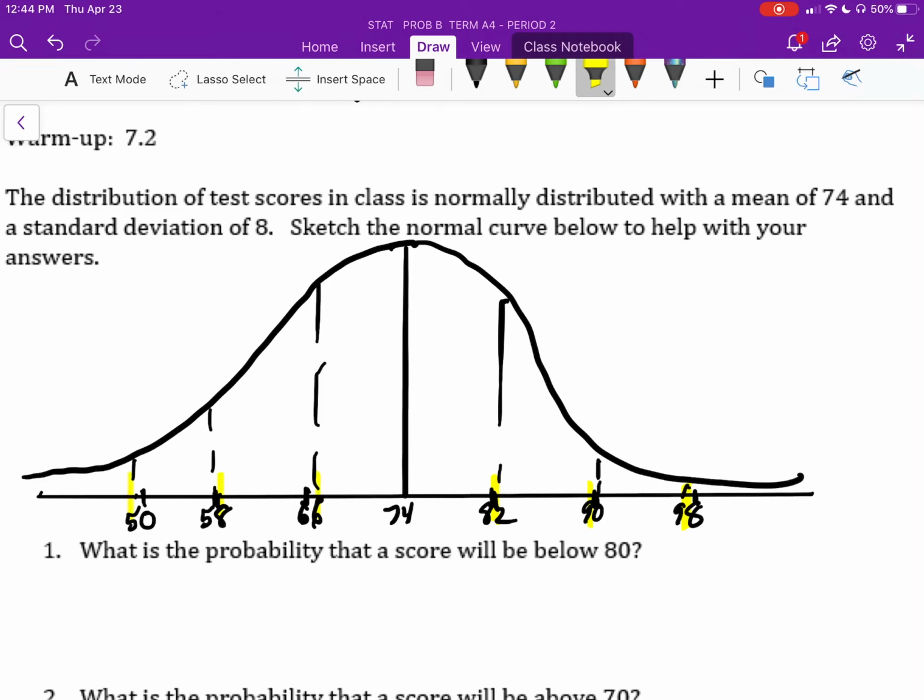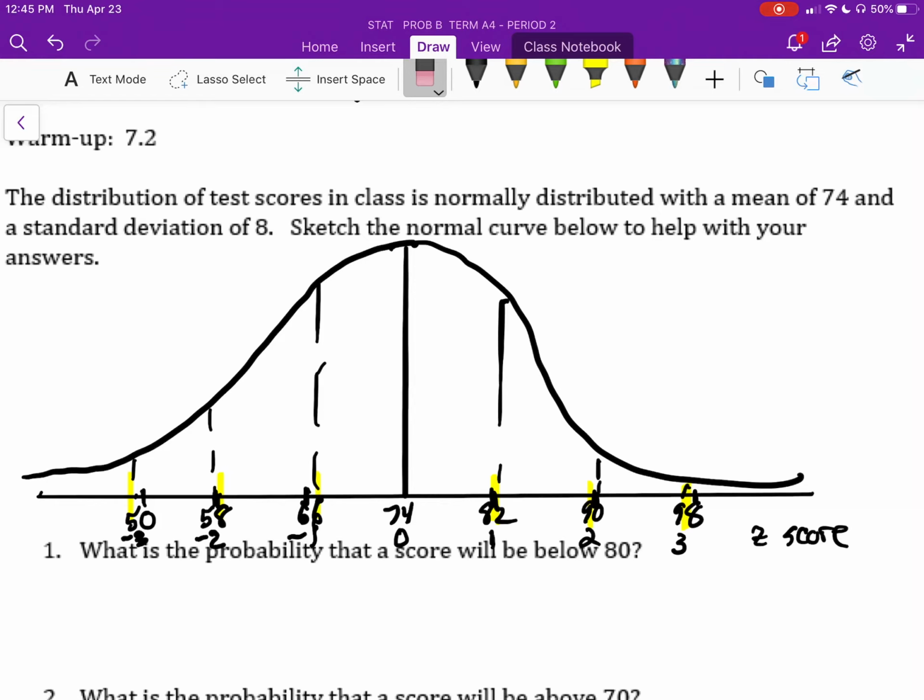Also going to introduce this idea of z-scores today. So if we call 74 the middle, we're going to call that ground zero. And if I move to the right, 82 would be 1, 90 would be 2, and 98 would be 3 steps to the right. And if I go to the left, we'd be subtracting -1, -2, and -3. And we call these a z-score. It's another way of describing your position on a distribution.